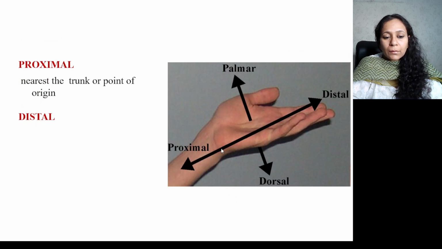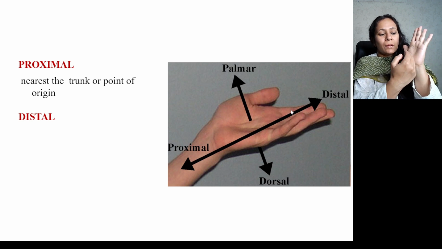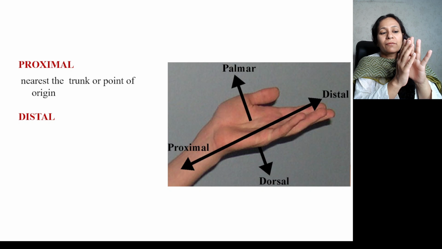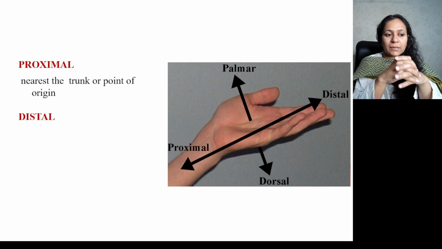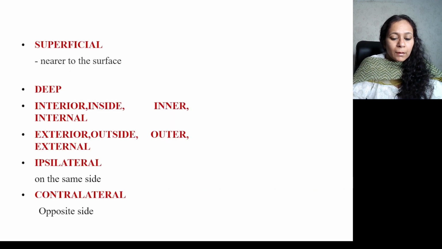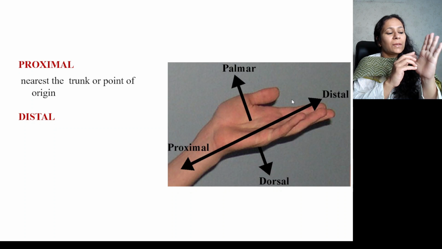And see now this is proximal and this is distal. Proximal is nearest to the trunk and distal is away from the trunk. So these are the proximal bones. The wrist joint is proximal, and your intercarpal or interphalangeal joints are distally placed. Then there are two other terms also. This is the palmar aspect.